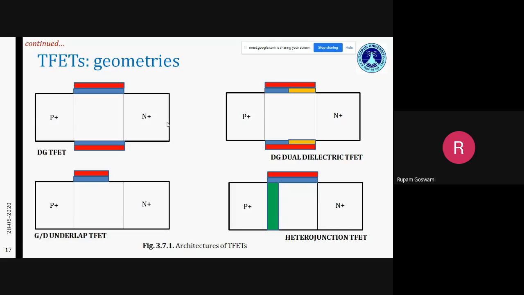So these are some of the geometries of TFETs. And as you can see, the first one on the top left is your double gate TFET. And the advantage of the double gate is that you can control the channel from both the directions, and this gives a better tunneling window.